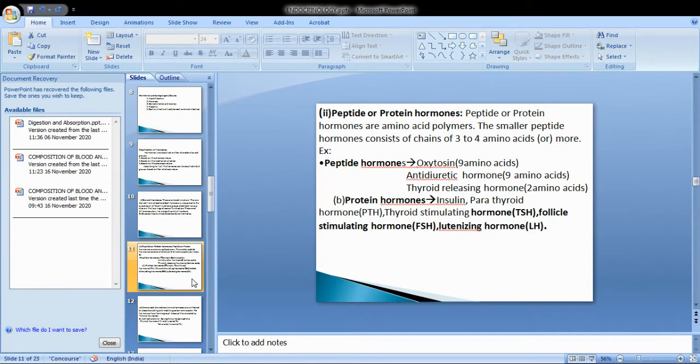Examples of peptide hormones: oxytocin contains 9 amino acids, antidiuretic hormone contains 9 amino acids, thyrotropin-releasing hormone contains 3 amino acids. Protein hormones include insulin, parathyroid hormone, thyroid stimulating hormone, follicle stimulating hormone, and luteinizing hormone.